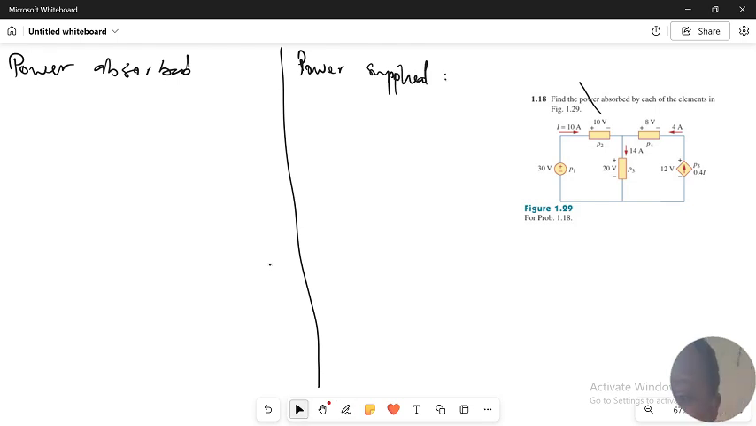So now let's see P1. Is it supplying or absorbing? How can we determine? The current is leaving the positive terminal, so it is supplying. I will have P1 equal to the voltage, 30, multiplied by the current, 10 amperes, which is 300. But don't forget, since it is supplying, it has to be minus 30 multiplied by 10, which is minus 300. This minus shows that it is supplying.